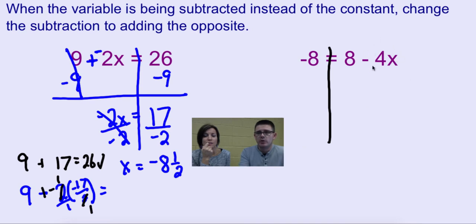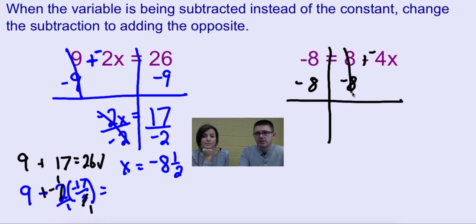So I want to deal with the right-hand side. When I see subtraction in front of the variable term, I know I want to change that to adding the opposite. And now I want to undo everything that's over here. They added 8, so I'm going to subtract 8. 8 minus 8 turns to zero, drops out, and I'm left with my -4x.